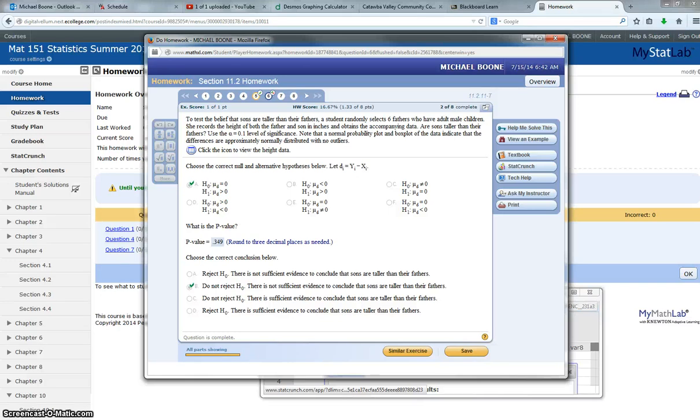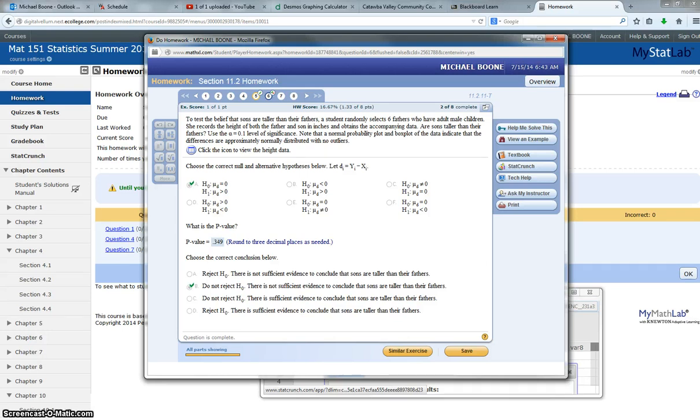Alright guys, this is chapter 11 section 2. This is the difference of two means from a dependent sample. We know it's from a dependent sample because we're dealing with fathers and sons. They depend on each other. We're going to be looking at the mean difference of fathers' heights and sons' heights. So we need to make sure that we're doing dependent samples.